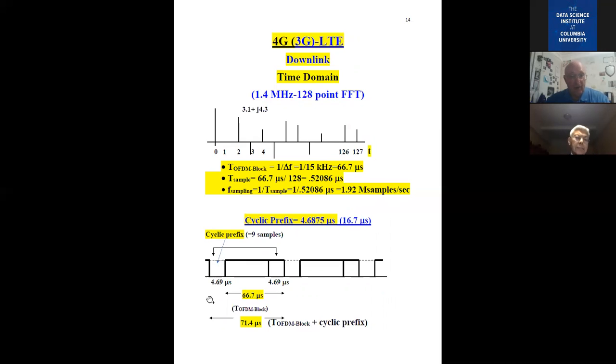And the total time of an OFDM block, including the cyclic prefix, is 71.4 microseconds, a very strange number. But this times 7 gives you half a millisecond, and half a millisecond was something that they were looking for. This 4.69 microseconds, in terms of feet, if you think about delay spread, represents something like 4,000 to 5,000 feet. So if you have delay spread of more than 5,000 feet, you're going to have interference between one block and the next.